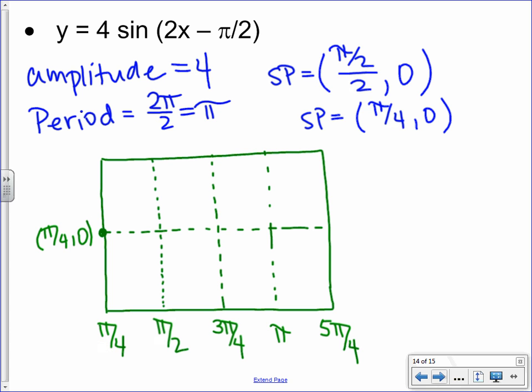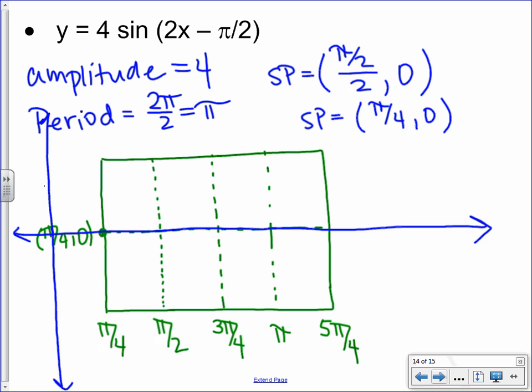So you can see that this is our x-axis. Our x-axis is here. And then our y-axis would be here. So then our sine curve begins at our starting point and goes up to the top, back to the middle, down to the bottom, back to where we started.